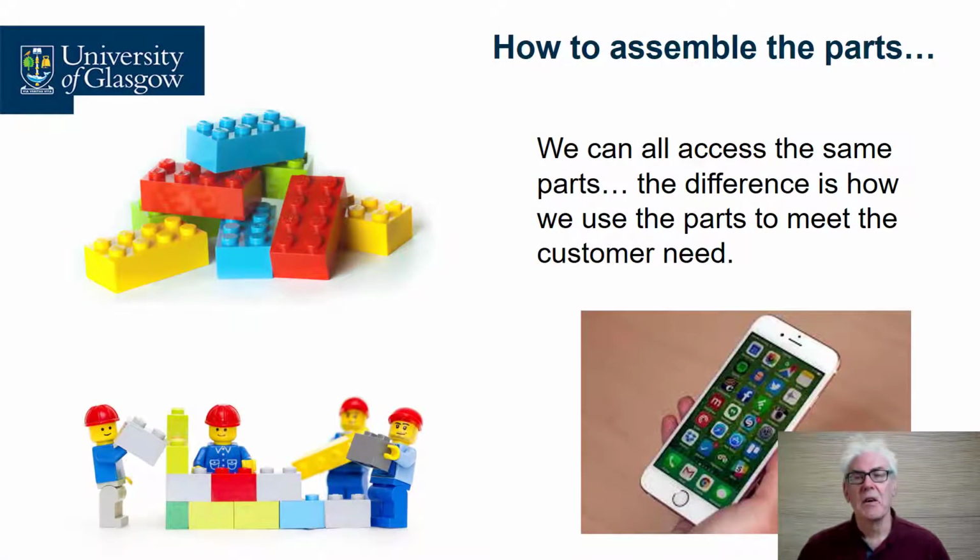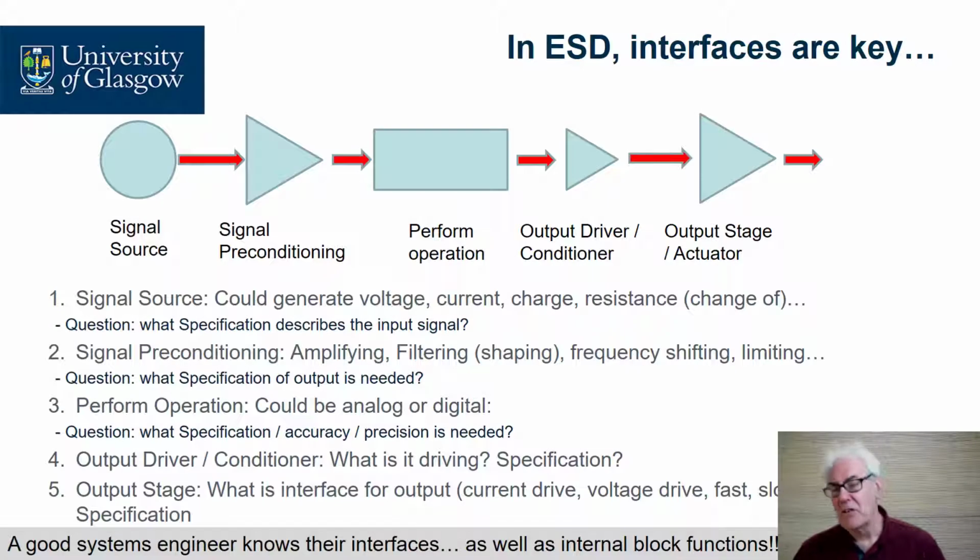In system design, we all start with the same basic parts. The difference between good system design and bad system design is how we use the parts to meet the customer need. It's very easy to use the latest processor or the most fancy screen, but actually it's important to understand what the customer wants to do with the product, not what you want to put into the product that's important. In electronic system design, it's the connections between the blocks that are actually the key to good system design.